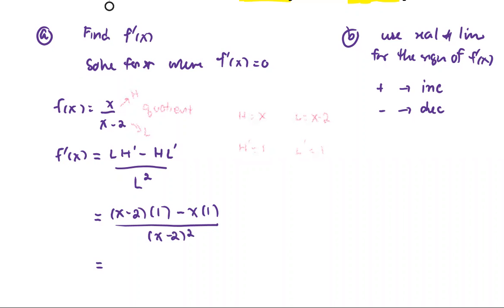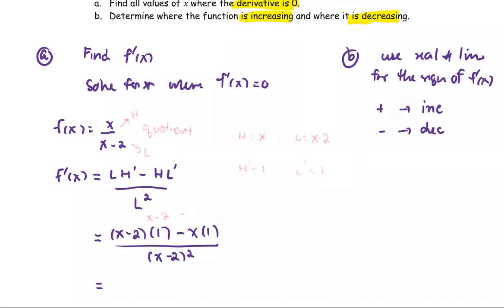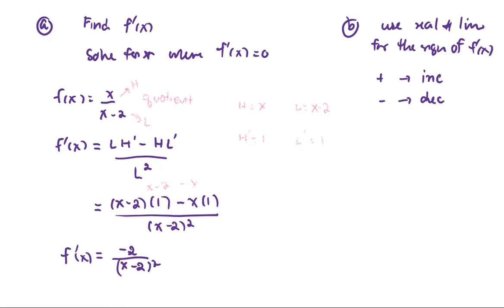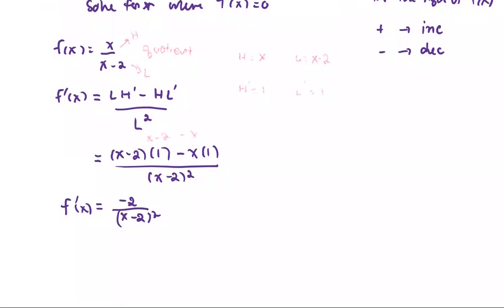Simplify as much as we can. The numerator gives us x minus 2 minus x. So x and minus x cancel out. Therefore, we have the numerator as negative 2 divided by the quantity x minus 2 squared. And this is the f prime, in fraction form. We're going to solve for x next, where the f prime equals 0.